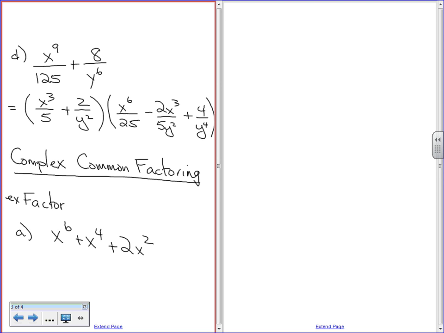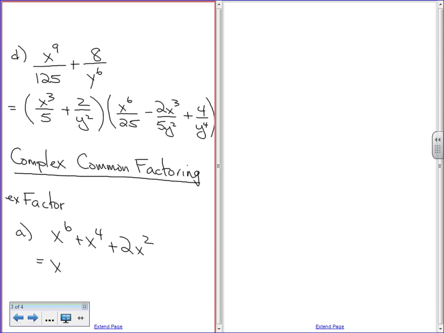So if I ask you to common factor this, you're looking for the biggest common factor that goes into x to the 6, that also goes into x to the 4, that also goes into 2x squared. What would that common factor be? Yeah, x squared. So really what you're doing is identifying the variable and taking out the smallest exponent, because that'll go into all of them.